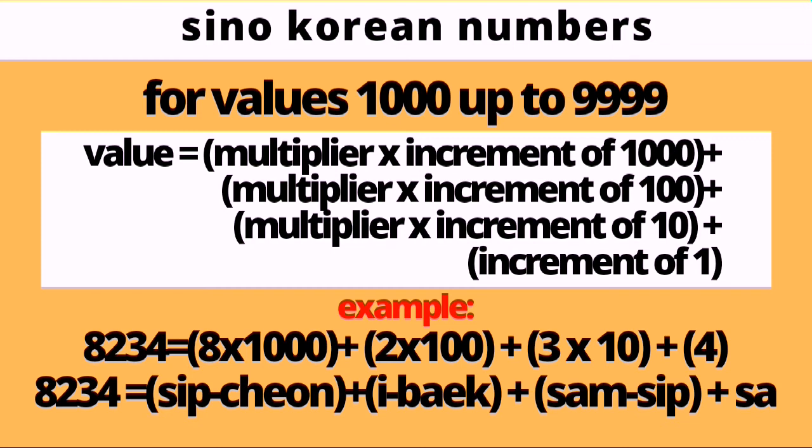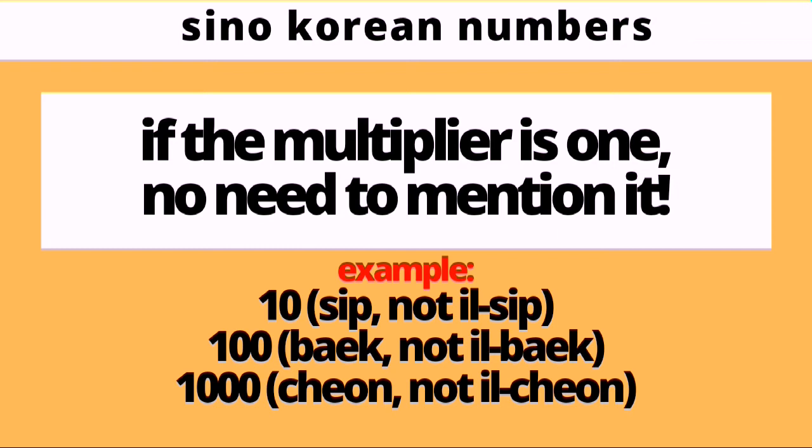And with that, we already know how to count up to 9,999. Just a reminder, if the multiplier in the formula is 1, then there's no need to mention it anymore. For example, number 10. Although this could be described as one set of 10, some people would be tempted to call it il ship. So il is 1 and ship is 10, so that's one set of 10. But as mentioned, if the multiplier is just 1, then there's no need to mention it. So instead of il ship, we'll be saying ship.